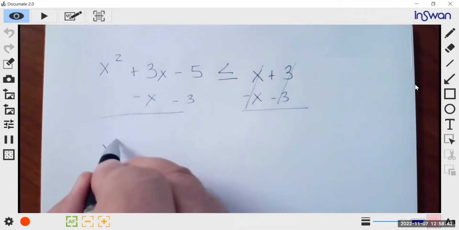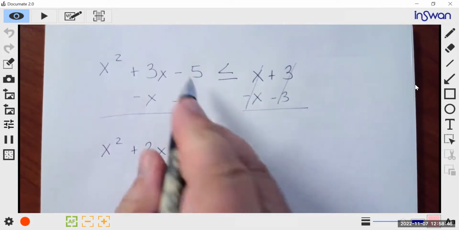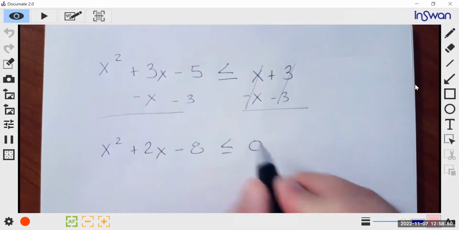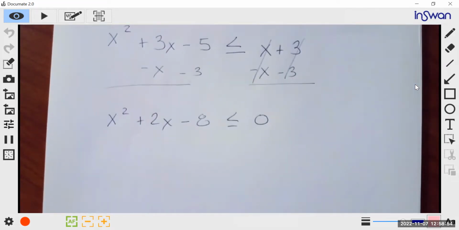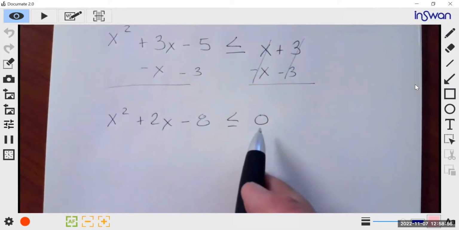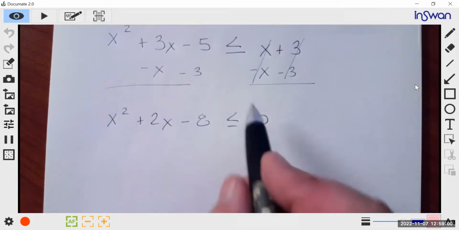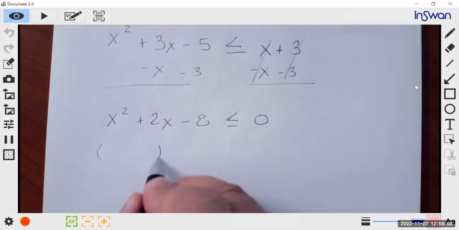So we have x squared. 3 minus 1 is 2. -5 minus 3 is -8. So looking at this, do I want above or below the x-axis? Below. Yeah, because it's less than 0. I only want the x values that give me a negative answer. So let's factor this one out.